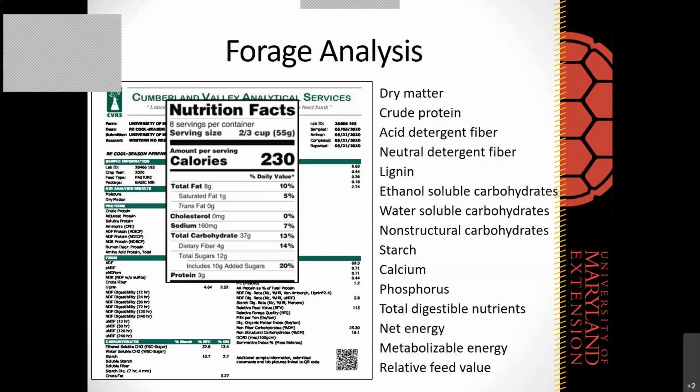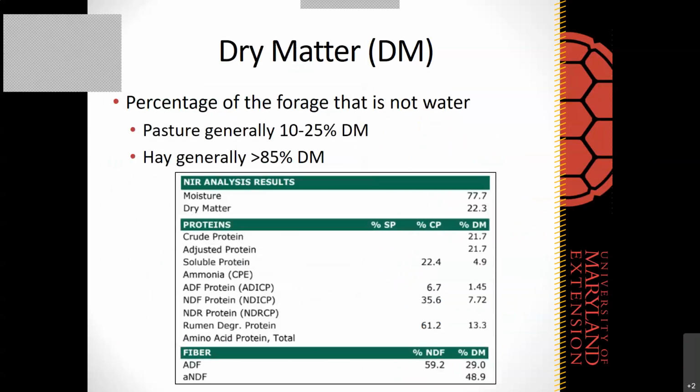Again, I like to think about this as the nutrition facts label that you see on a lot of our human food at the grocery store. So we'll talk about how these different nutrients from the lab correspond to values on that nutrition facts label. The first and foremost is dry matter. This is not really a nutrient, but it's the percent of the forage that is not water, so it's the opposite of water. We know that pasture or fresh grass contains a much higher percent of moisture, or a lower percent of dry matter, compared to hay, because hay has been cut and dried.